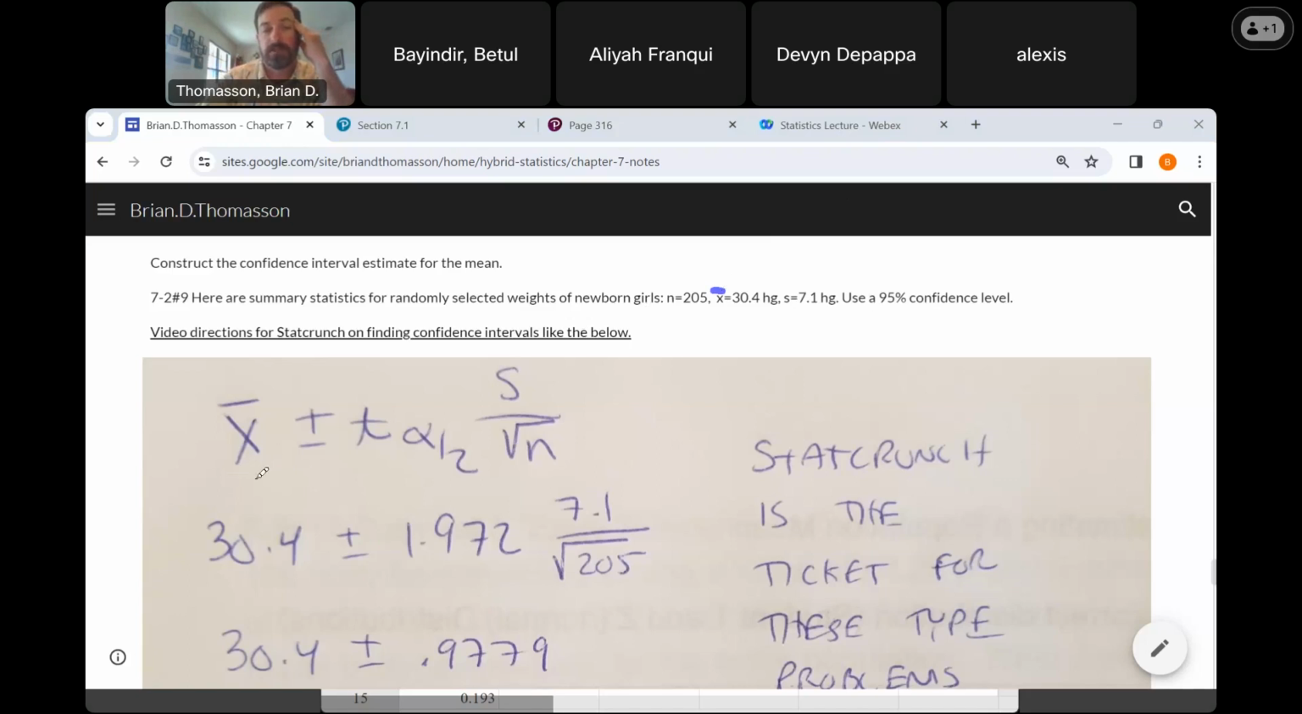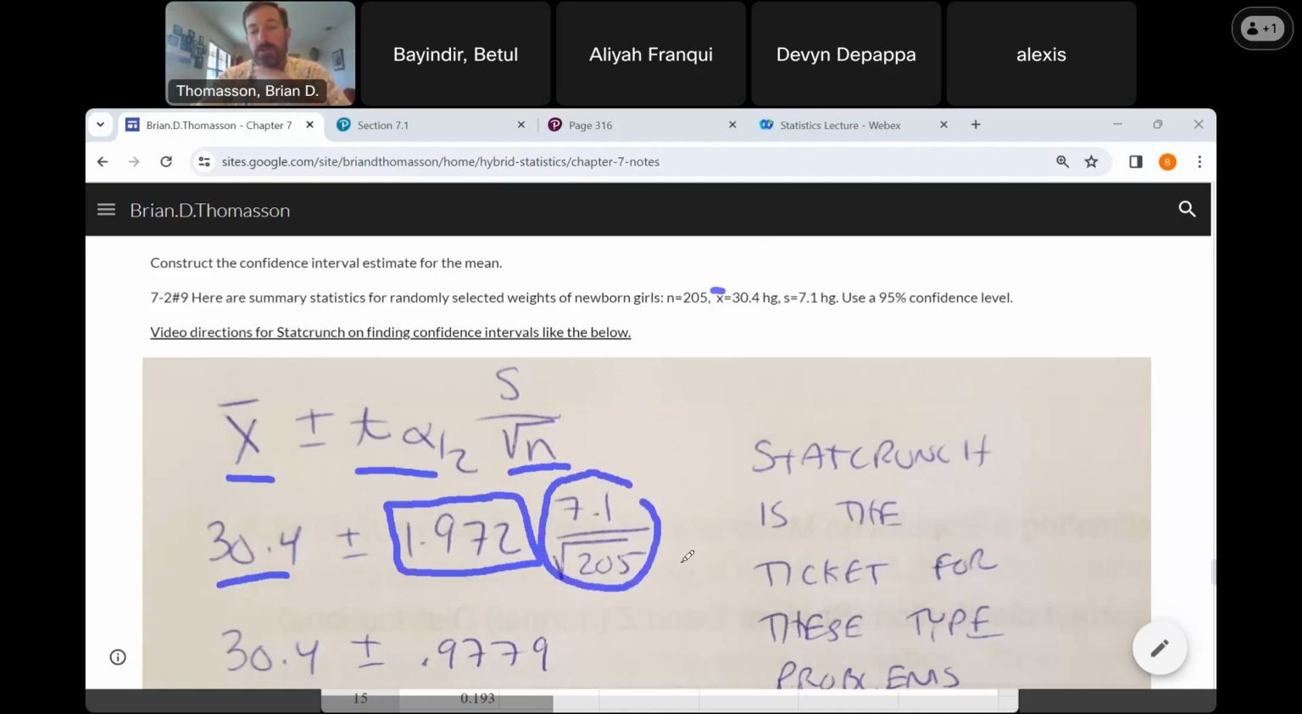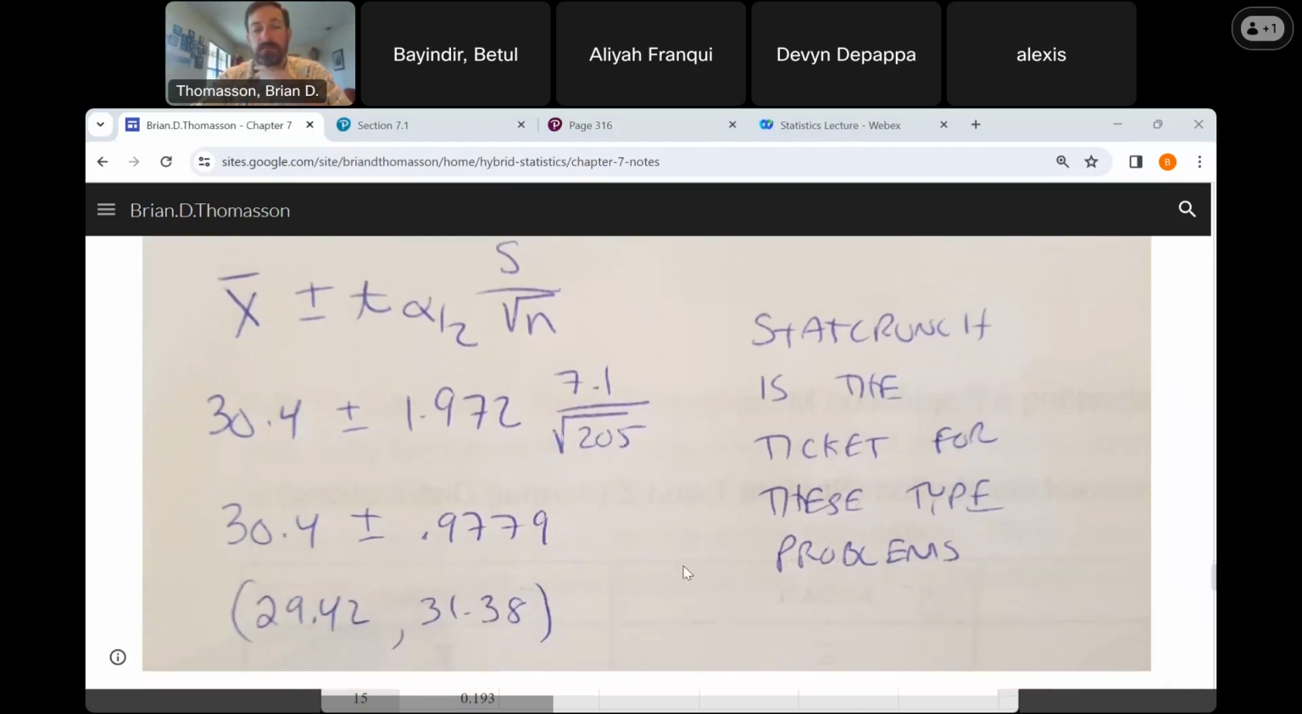Okay, so this is very similar to what we did before. We take our point estimate, we add and subtract our standard errors. We found that t alpha over 2 value in our previous problem. So we have to go out to 1.972. They told us our mean of 30.4. We add and subtract 1.972 standard errors. And it's the same setup as before. We're just using a different formula because we're talking about the mean rather than the proportion. So we again take our mean, add and subtract our standard errors, and we get our range from 29.42 to 31.38.